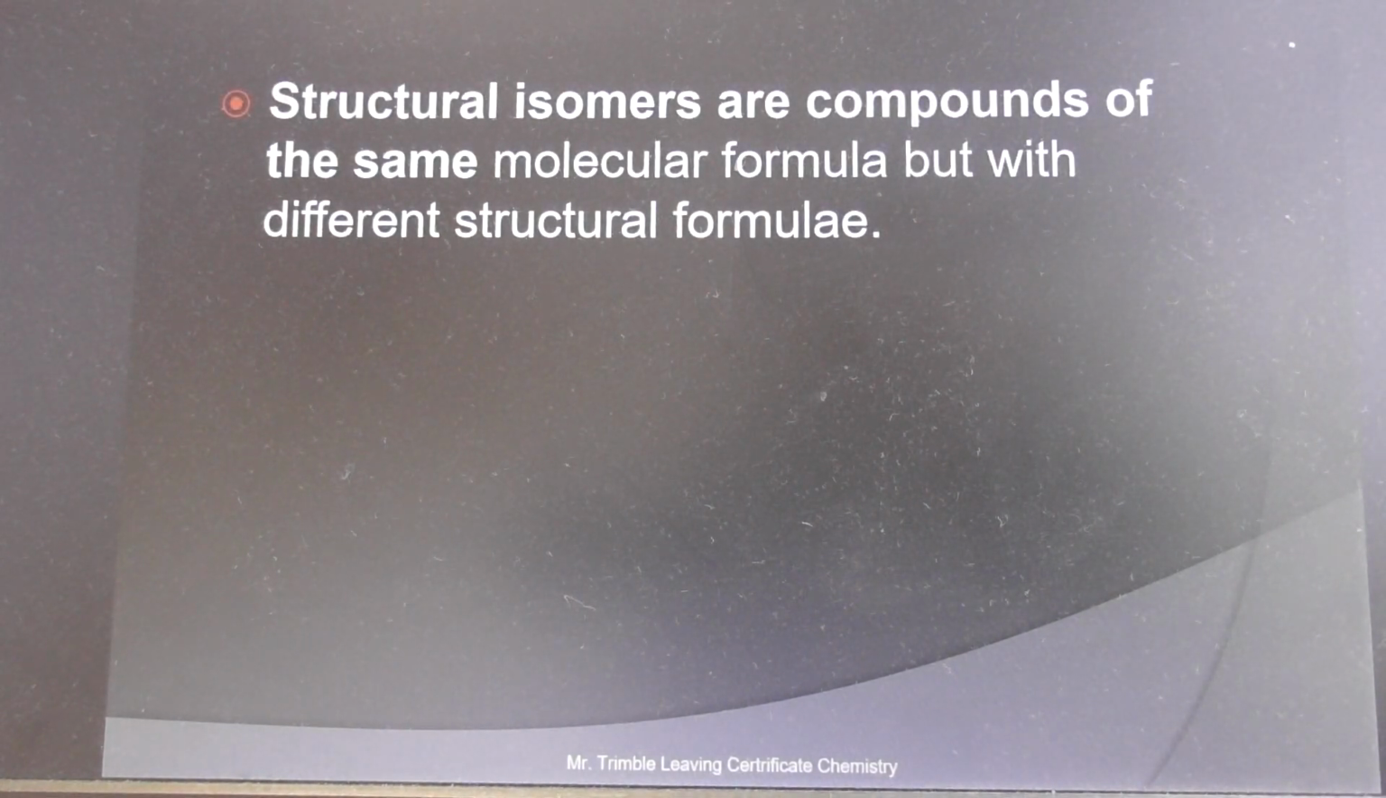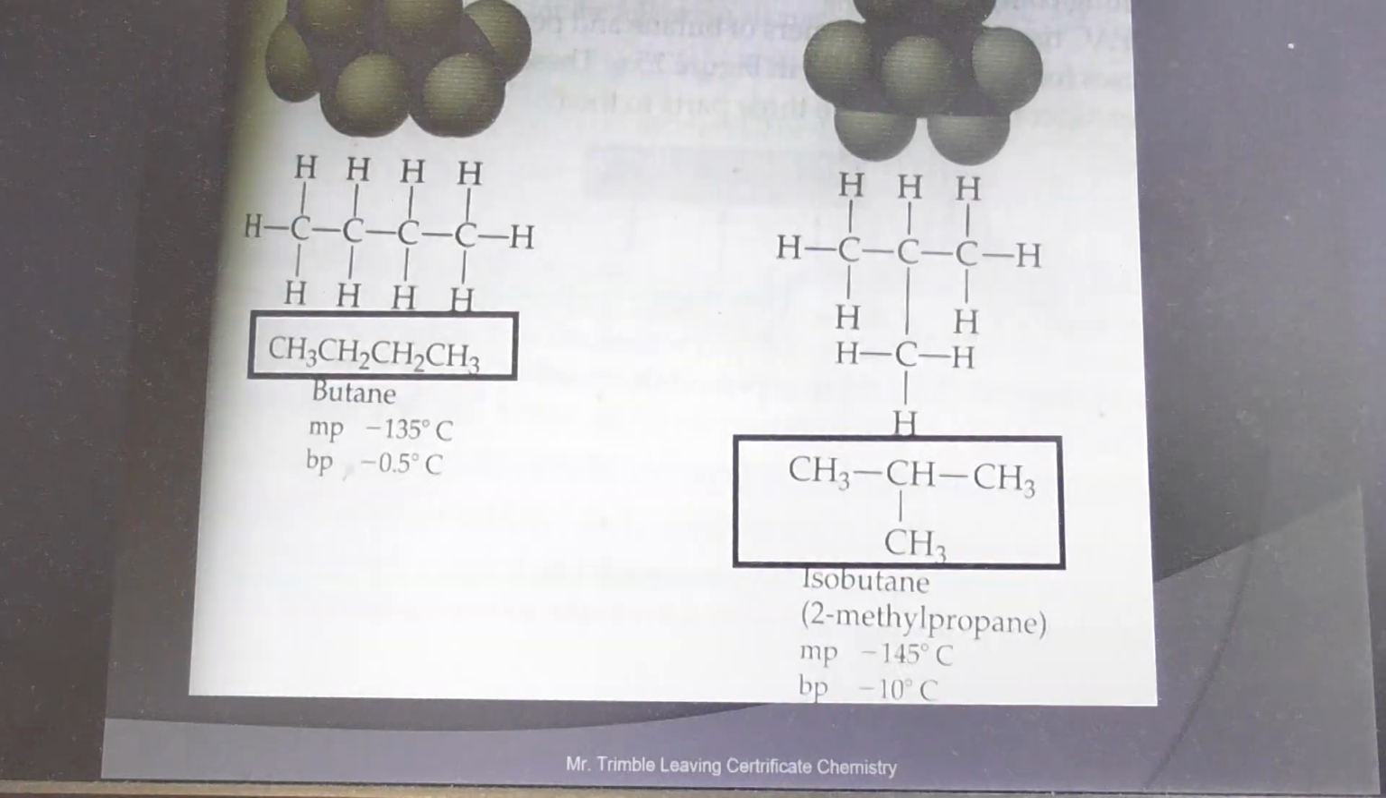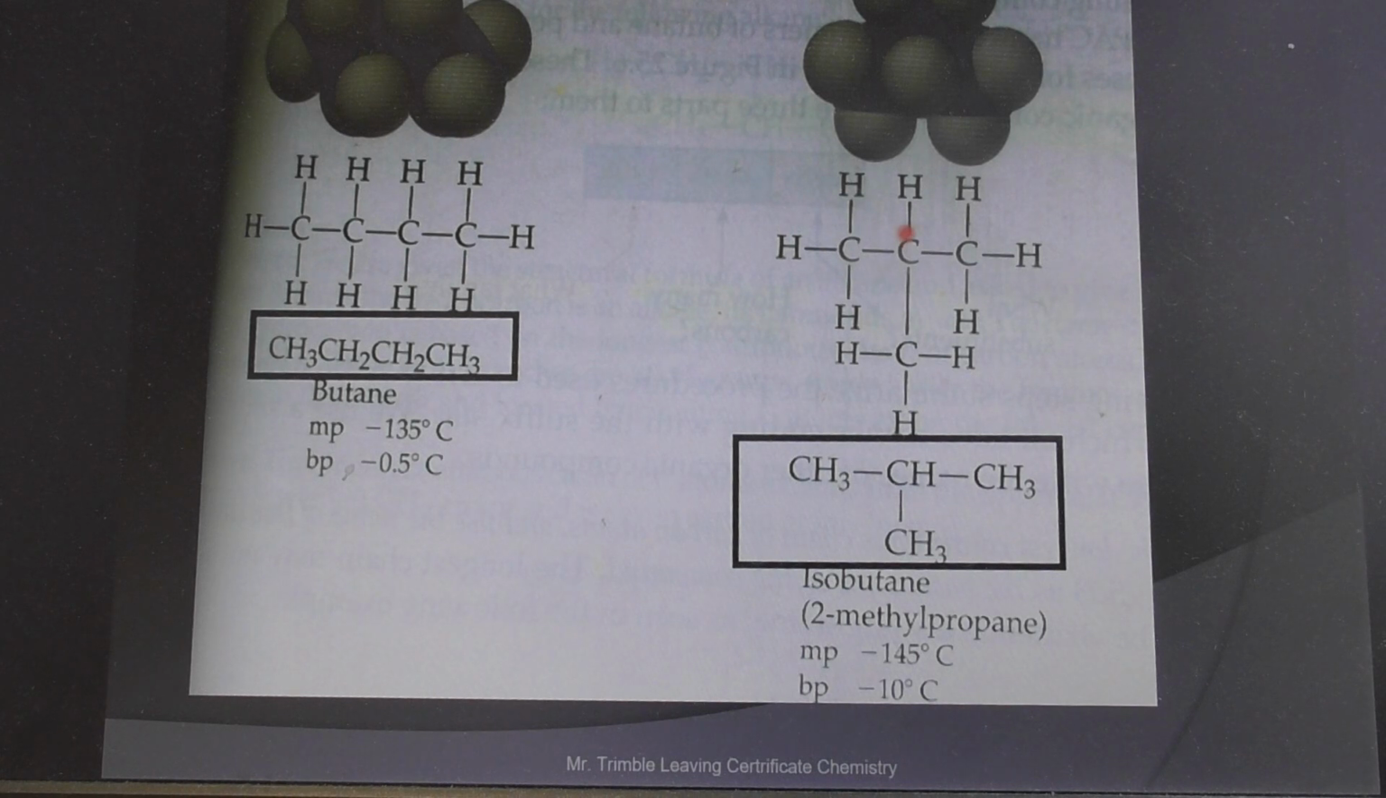It is possible for a compound to have the same molecular formula, which indicates the number of each atom in the molecule, but a different structural formula. Now that is just a fancy way of saying it has a different layout of the atoms. So here's a nice example. It's the same one as earlier, 2-methyl propane.